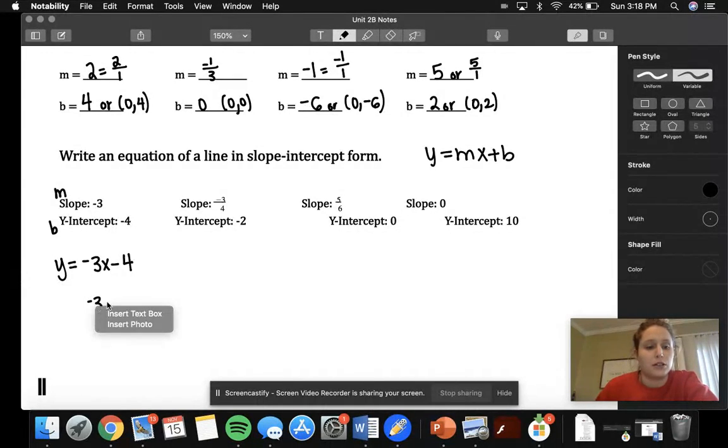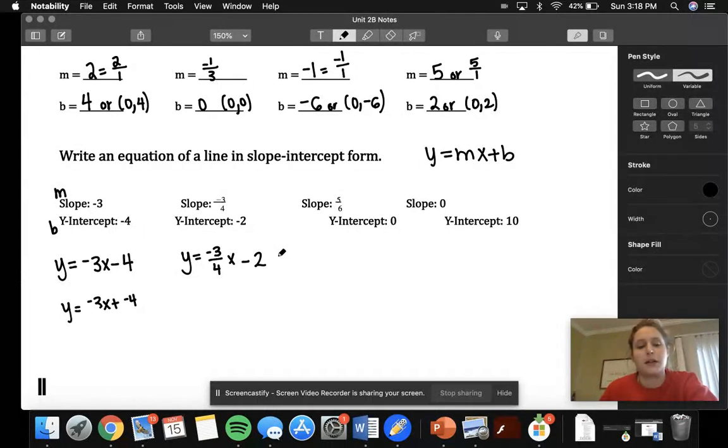You could obviously still write plus -4. That is still absolutely correct. Okay. For this next one, y equals the slope x plus b, so -3/4 x minus 2.